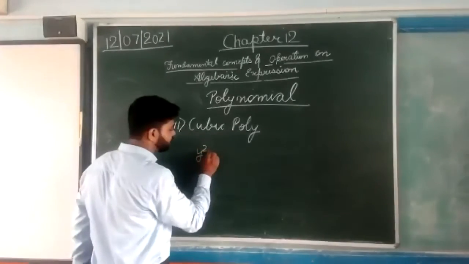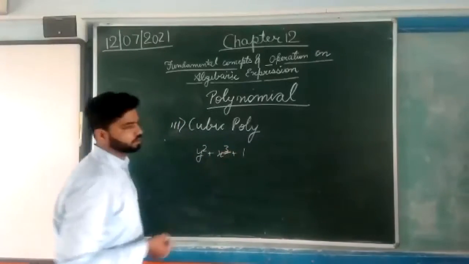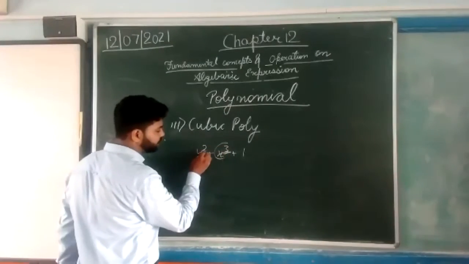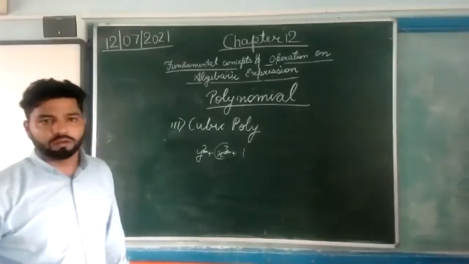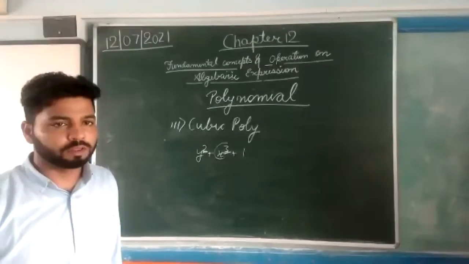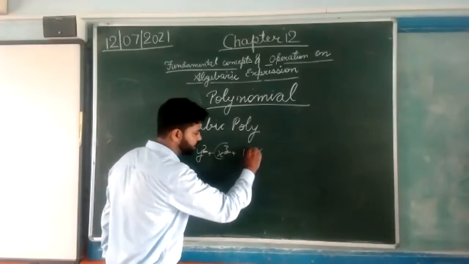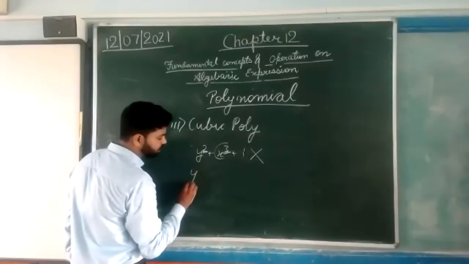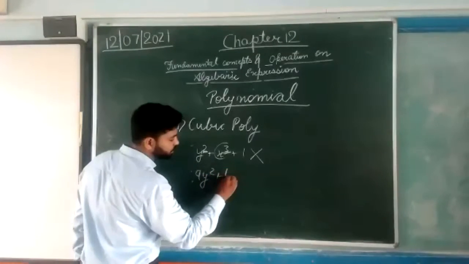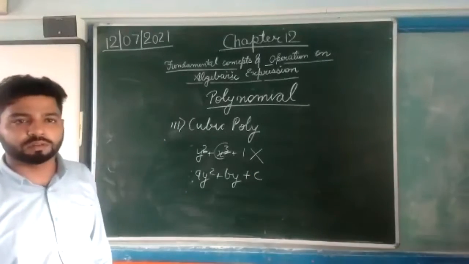y square plus x cube plus 1. Maximum power is 3, so it is not quadratic. But it is quadratic if we consider x as a variable. No, it is not a quadratic, because quadratic will be in the form of ay square plus by plus c. In this form, this is a quadratic.